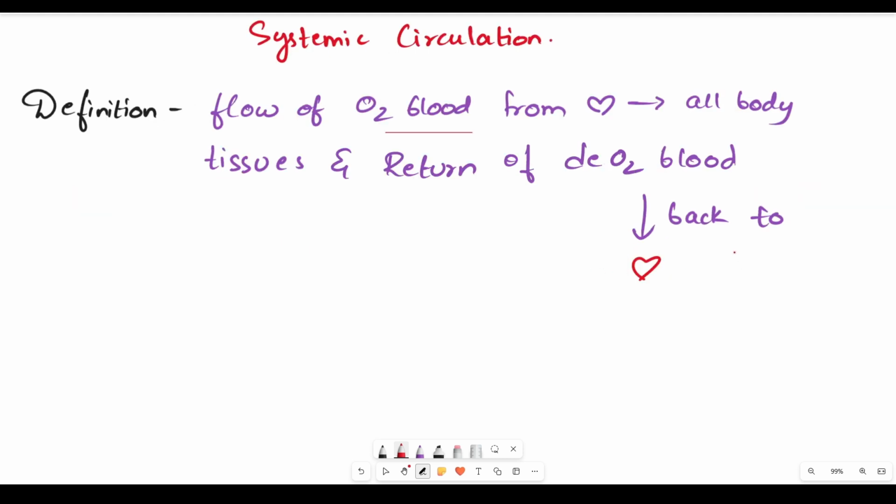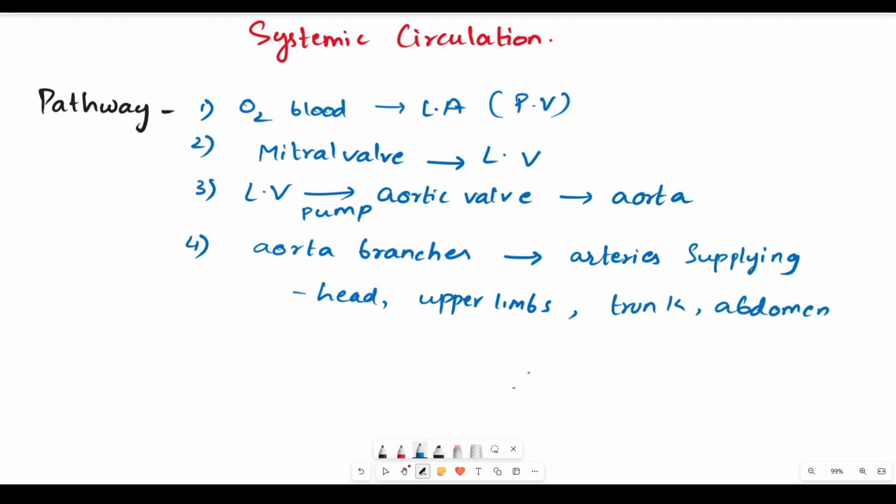So, systemic circulation is defined as the flow of oxygenated blood from the heart to all body tissues and the return of the deoxygenated blood back into the heart. Coming back to the pathway of systemic circulation, the first thing is the oxygenated blood will be entering the left atrium from the pulmonary vein. Then it will pass through the mitral valve, then enter into the left ventricle. Now this left ventricle will be pumping the blood through the aortic valve into the aorta.